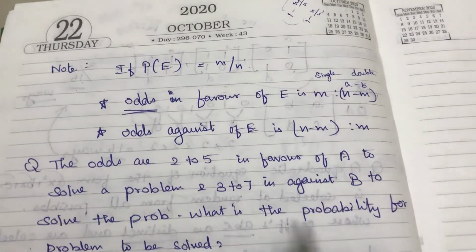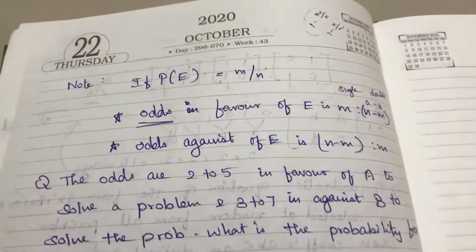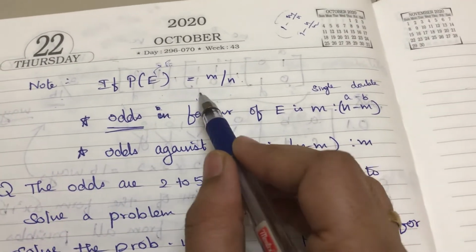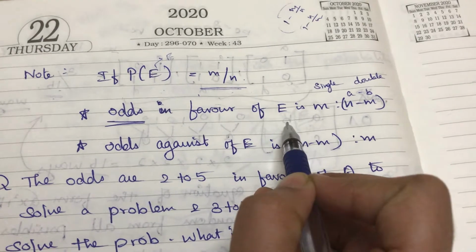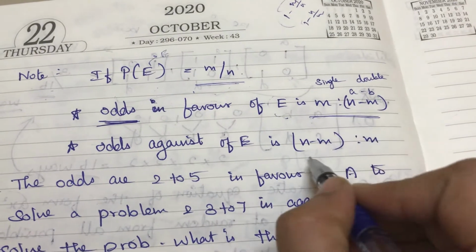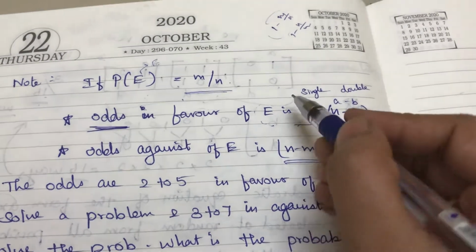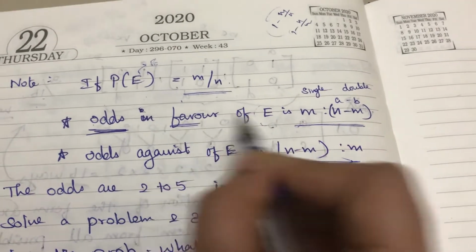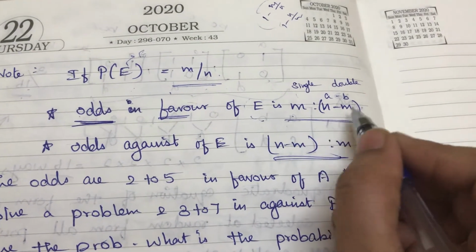And there comes a note here. If I say E is an event, then P of E will be equal to M by N. Odds in favor of E can be written in the ratio M is to N minus M. So first single and then double. Favorable means first single and then double, M is to N minus M.